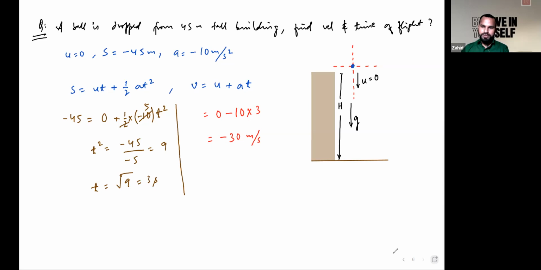I'm defining you some more relations related to this. There's one term which is called Galileo's relation of odd numbers. It is not valid only for vertical or free fall. It will also be valid along a horizontal path.